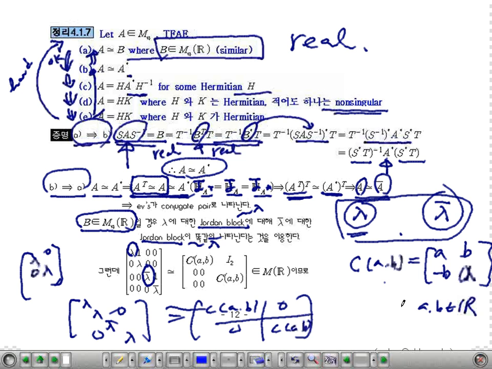But when we don't have enough linearly independent eigenvectors, then we should have a Jordan canonical form of this type. Jordan canonical form.